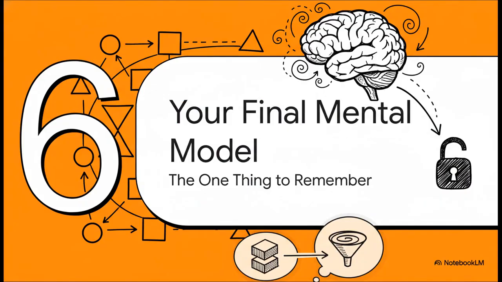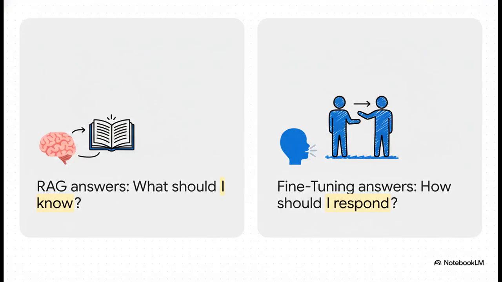And that brings us to the end. I want to wrap everything up and leave you with one final, dead simple mental model that will lock all of this into place for you. Here it is, the one thing to burn into your brain. RAG is all about answering the question, what should I know right now to answer this? And fine-tuning is all about answering the question, how should I respond? If you can remember that distinction, you'll be well on your way to building truly intelligent and useful AI systems.